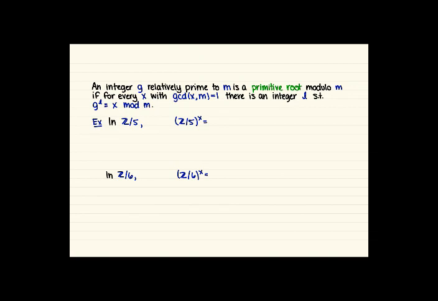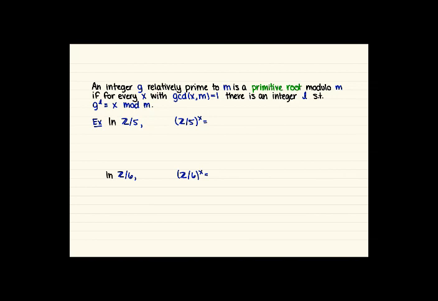One last topic for the pre-lecture here: an integer g, which is relatively prime to m, so it's in that group of units, we call that a primitive root modulo m if for every x that's also relatively prime to m, so also in the group of units, there is an integer L such that g to the L is congruent to x mod m. So what this means is that by taking powers of g, we can get all of the elements of the multiplicative group.